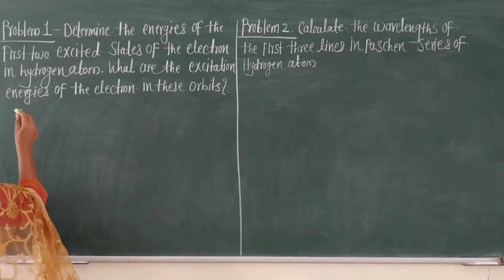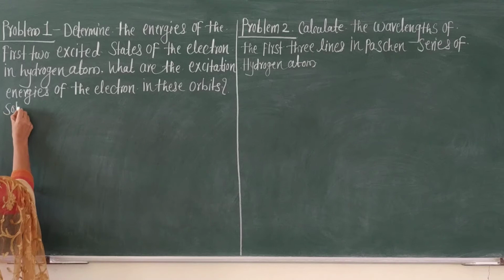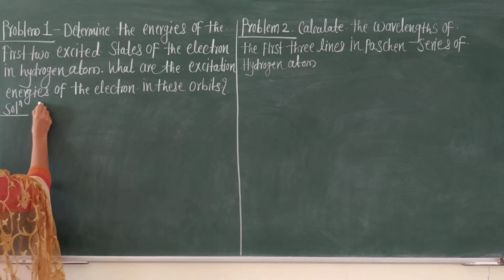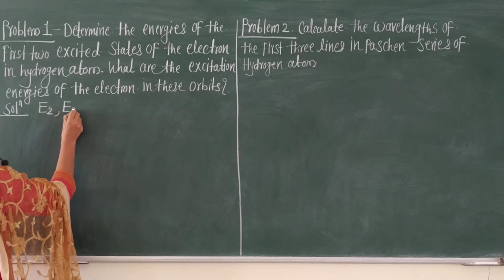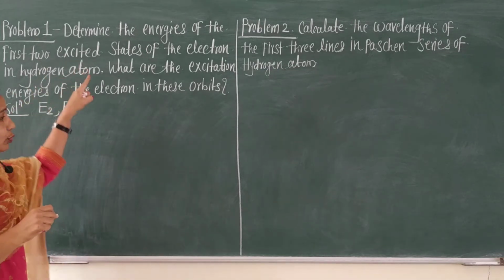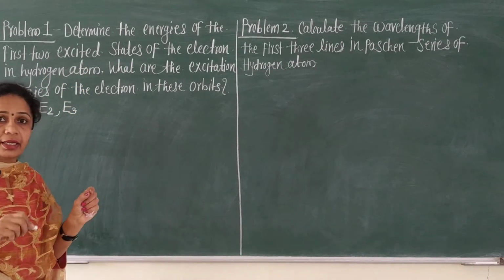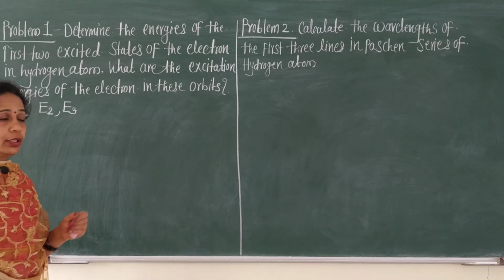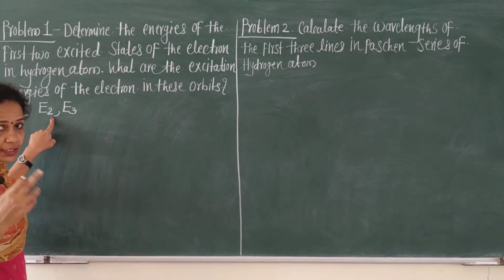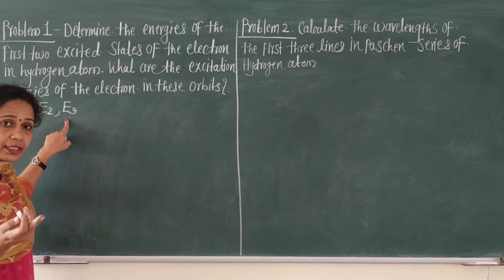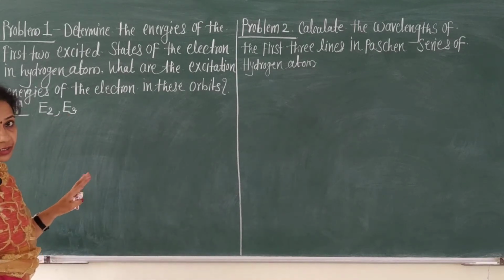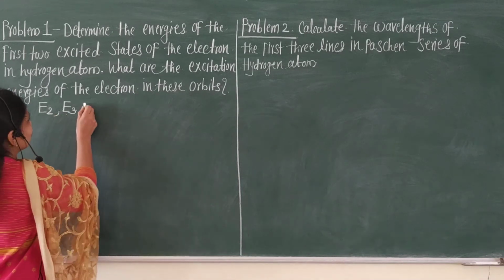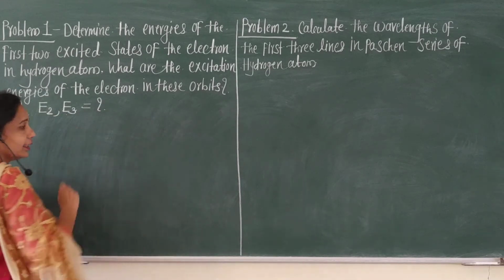First, we have to find out E2 and E3, because the first two excited states are nothing but n equal to 2, therefore the corresponding energy is E2, and the next one is n equal to 3, therefore the corresponding energy is E3. Therefore, first we have to calculate E2 and E3.